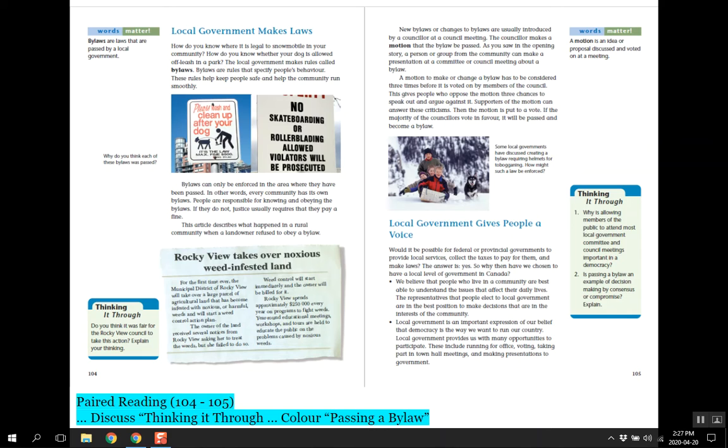A motion to make or change a bylaw has to be considered 3 times before it is voted on by members of the council. This gives people who oppose the motion 3 chances to speak out and argue against it. Supporters of the motion can answer these criticisms. Then, the motion is put to a vote. If the majority of the councillors vote in favor, it will be passed and become a bylaw. So again, a motion is an idea or proposal discussed and voted on at a meeting.